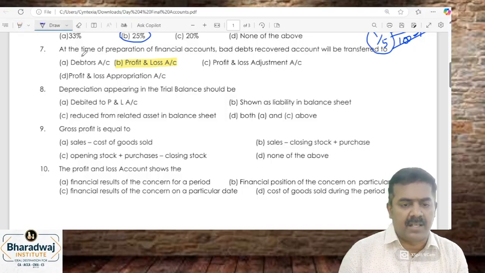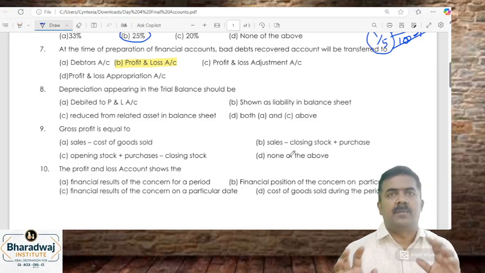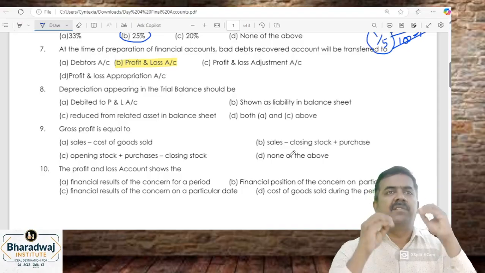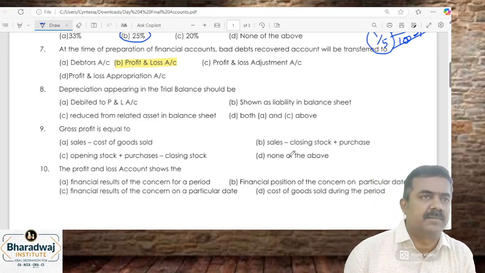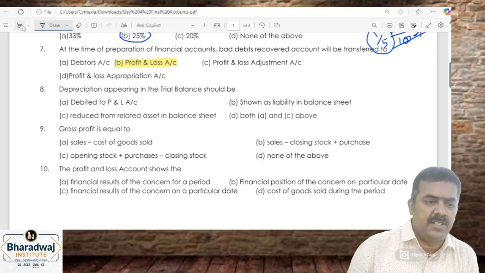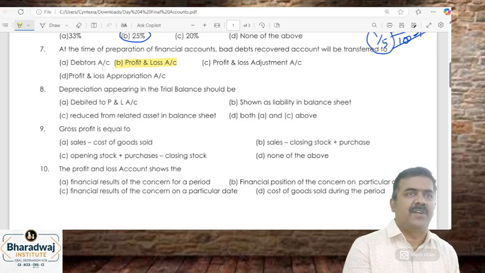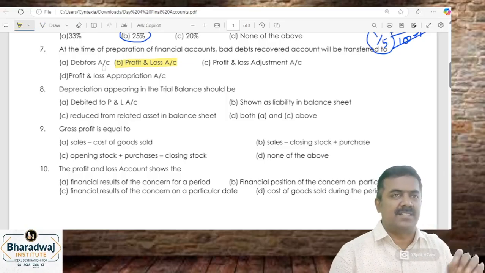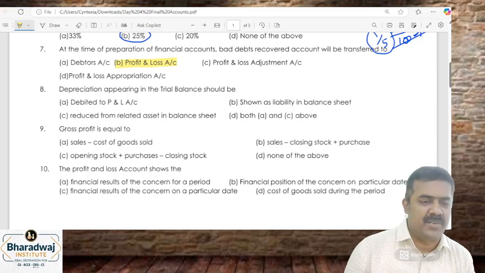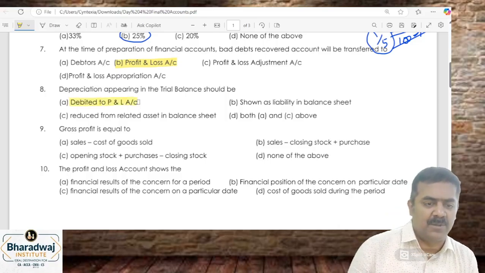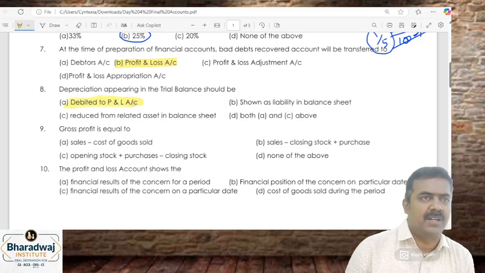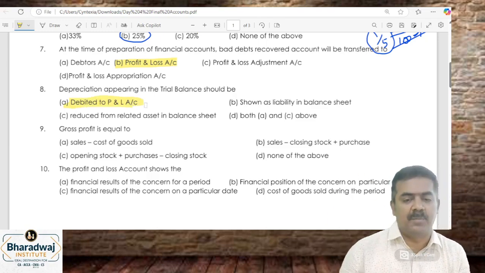Depreciation appearing in the trial balance. For example, they don't give adjustment. Already they have given depreciation in the trial balance itself. Now what is the meaning? Already they passed the journal entry for depreciation, depreciation to fixed asset. No need to adjust fixed asset. Just debit to P&L account.